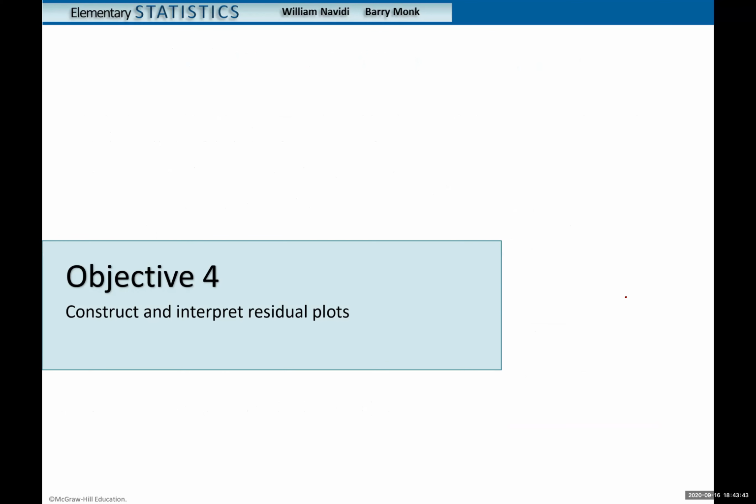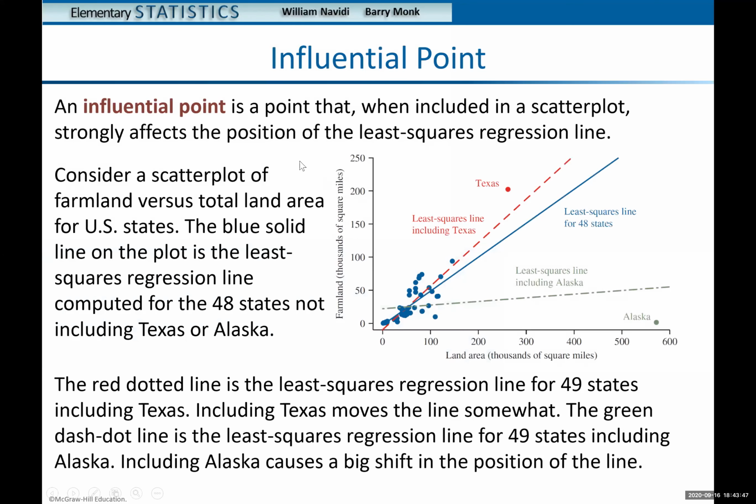So next one is construct and interpret residual plots. You know how to get the equation of the line, right? As I always told you, the same shortcut for the whole chapter 4: STAT, CALC, 8. And y equals a plus bx, you should be able to get the slope and the intercept.